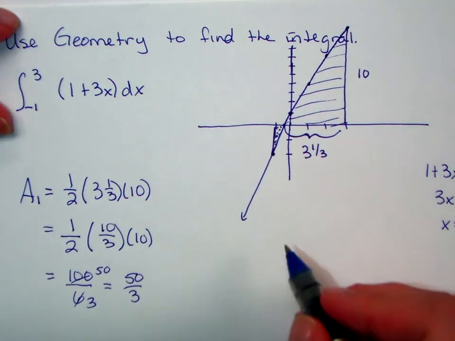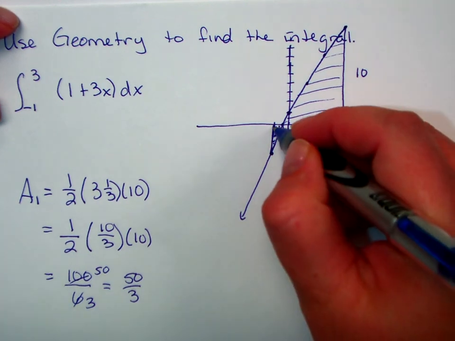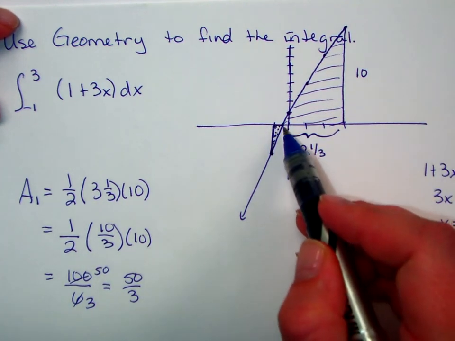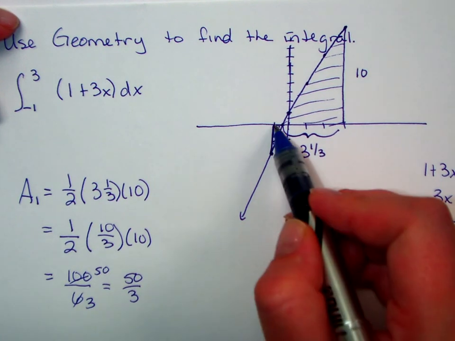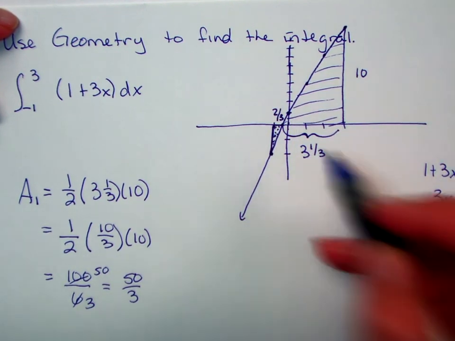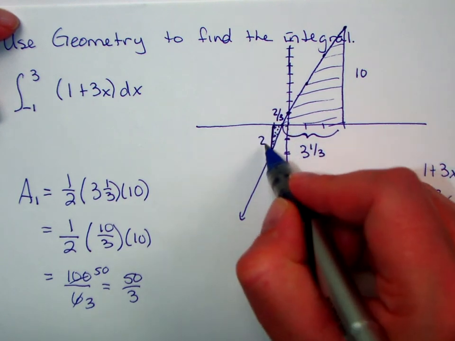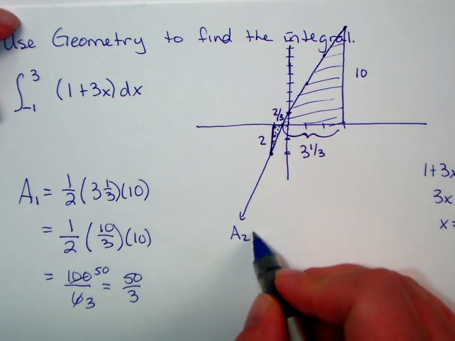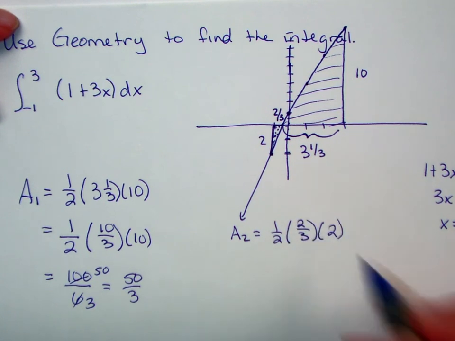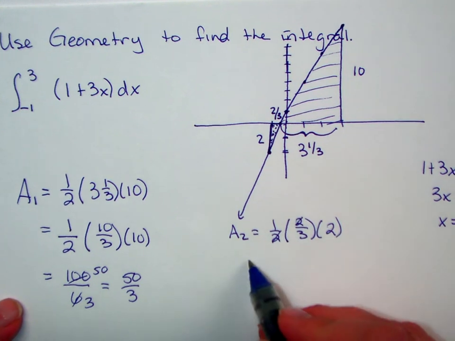All right, so let's calculate this area below the curve. So we want to know the base times the height. All right, now the base stops at -1, and if this is 1/3, okay, then this distance is 2/3, right? It's negative, but it's still 2/3. And then the height is 2, right? So a sub 2 here, 1/2 the base times the height is going to get us 2/3.